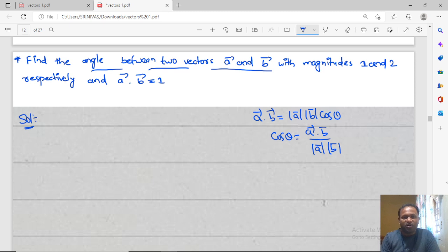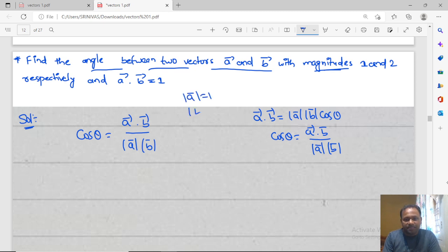Okay, substitute all values here. I will write cos theta is equal to a bar dot b bar divided by mod a bar mod b bar. In the question, two vectors are given with magnitudes given. Mod a bar is equal to 1, mod b bar is equal to 2. Substitute here a bar dot b bar, how much? 1, divided by mod a bar 1 into mod b bar 2.